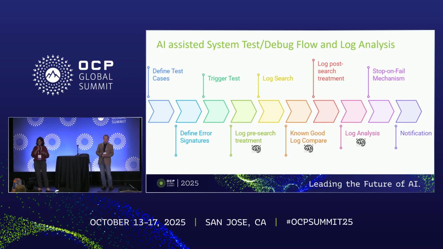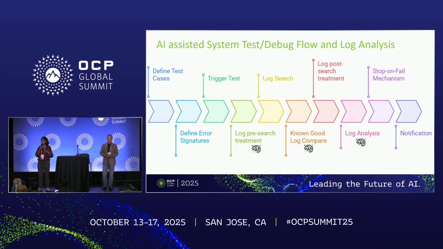Then we had a log search, which we'll also talk further about. And then we do the good log versus known good log comparison versus what we got from that run. The final stages were towards post-search treatment, in what format we were trying to spit out the analysis for EC consumption, log analysis, and stop on fail mechanism, because we really couldn't afford to waste time going back and rerunning that unique scenario, which would waste significant time in the development.